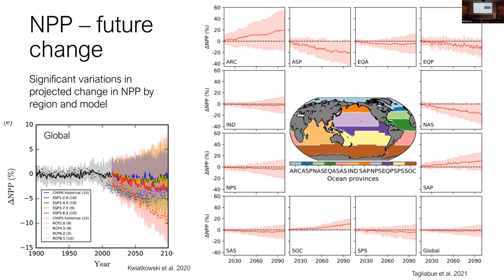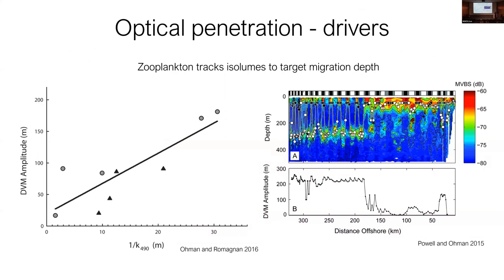So the first of those would be optical penetration. So zooplankton use light cues as what's called a proximal cue to initiate migration, whether they're going up or going down. And this nice paper from Omand and Mahadevan, 2016, showed that the DVM amplitude relates very strongly to optical penetration.